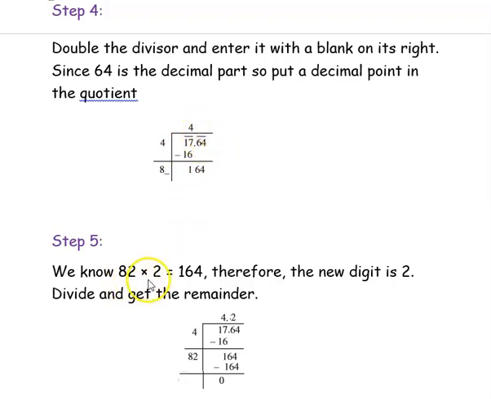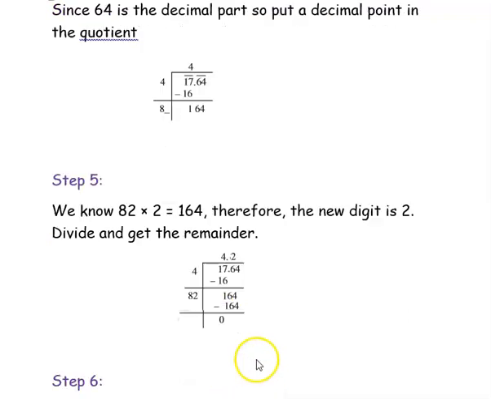So 82 into 2 is 164. So I have written 2 here and also 2 in the quotient place. Okay, so now 82 into 2 is 164. So I have written it here. So 164 minus 164 is 0.